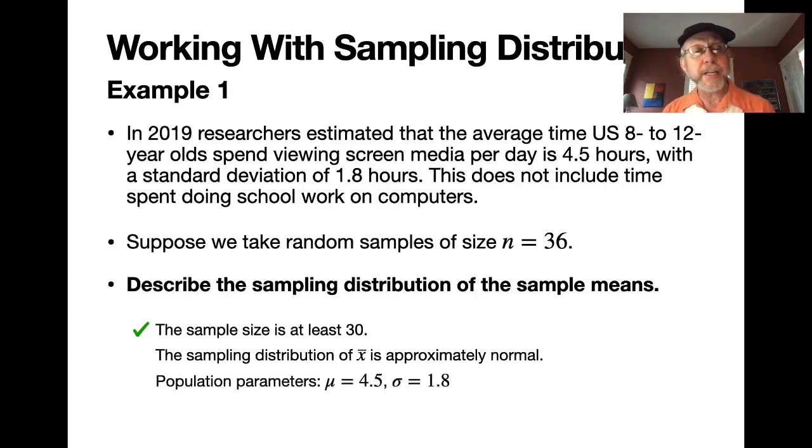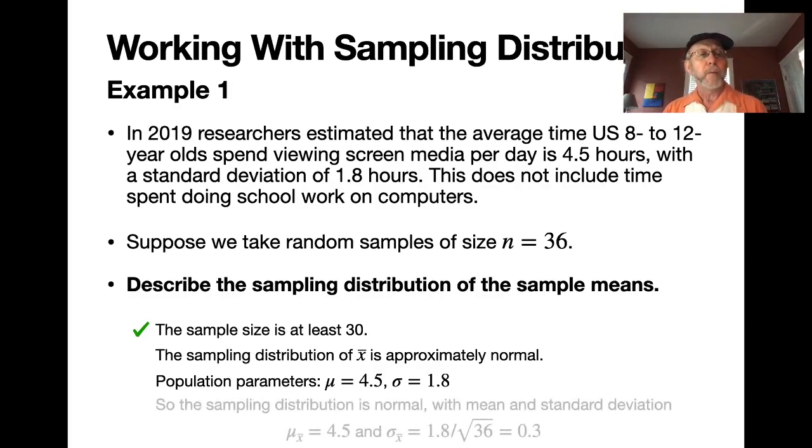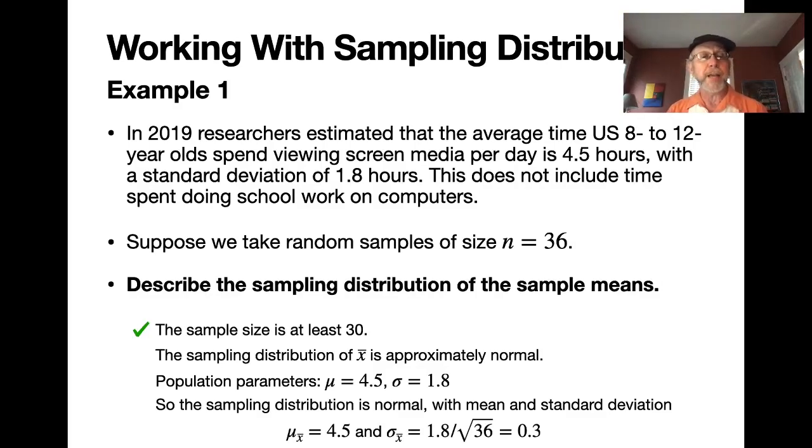So to describe the distribution in detail, we need to describe its mean and its standard deviation. Now, the population parameters, the parameters that describe individual 8 to 12-year-olds, are that the mean viewing time is 4.5 for an individual, and the standard deviation is 1.8 hours. So screen viewing time varies with a standard deviation of 1.8 hours from individual 8 to 12-year-old to 8 to 12-year-old in the population. What about the sample means, though? Well, there we use the properties we know for sampling distributions. That is, the mean of the X bars is going to be the same as the mean in the population, so that's 4.5. And the standard deviation of the X bars is going to be the standard deviation in the population divided by the square root of the sample size.